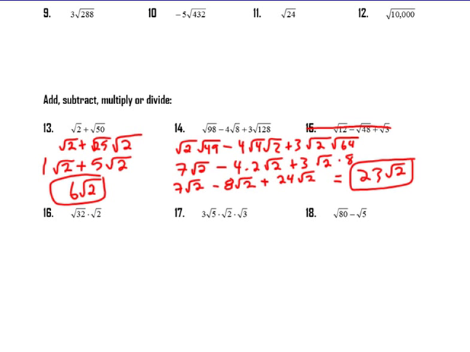When we jump down to number 17, this problem is multiplying, so I need to multiply. The rules with multiplying are if the number is on the outside of the radical, then you multiply it with other numbers on the outside. If it's inside, go ahead and multiply it with the inside. Once you're done with the multiplying, then you need to simplify.